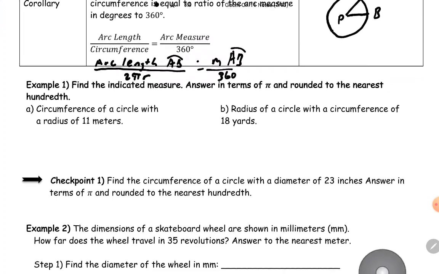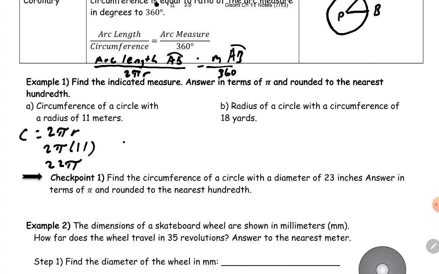Alright, find the indicated measure. Answer in terms of pi or rounded to the nearest hundredth. So we're looking for the circumference of the circle with radius of 11 meters. Remember, circumference is 2 times pi times r. So 2 times pi times 11, which is 22 pi. And we would be done. If we wanted to use decimal, we would do 22 times pi in our calculator, and that will give us 69.11. They're asking for the hundredths place, which is 2 decimal points.